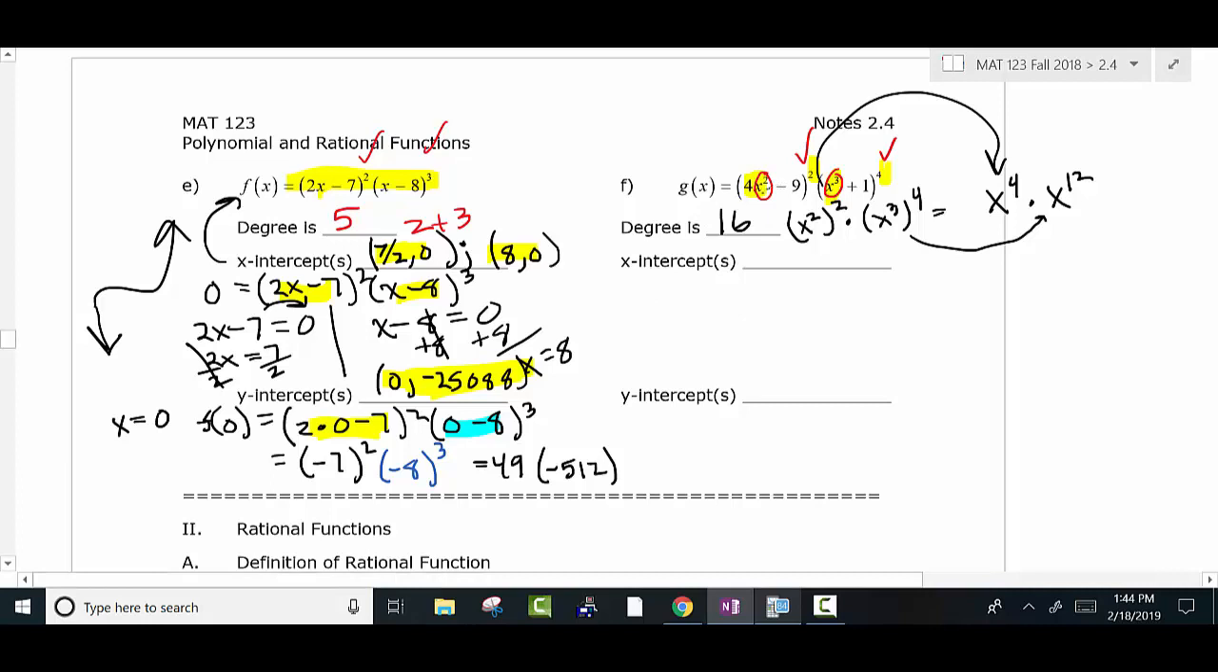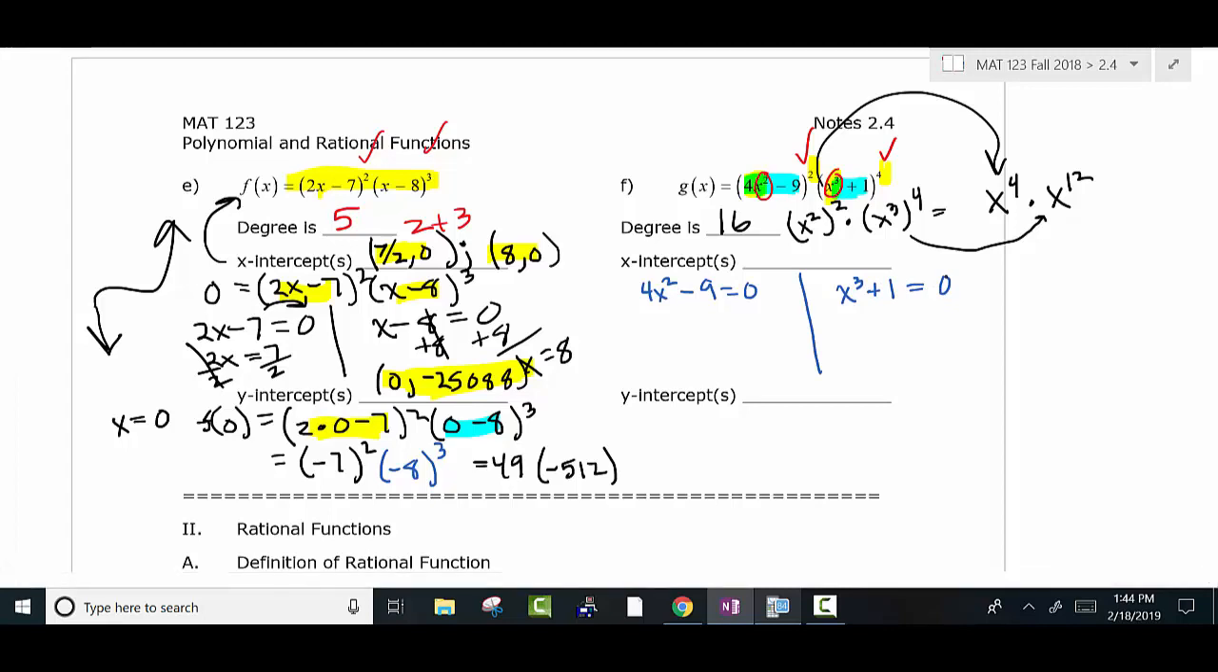So what we do is just take what's in the first parenthesis, which is 4x to the second minus 9, and we set that equal to 0. We solve that equation. Then we take the second one, which is x to the third plus 1 equals 0. If you can solve those two equations, then you'll get your x-intercepts.